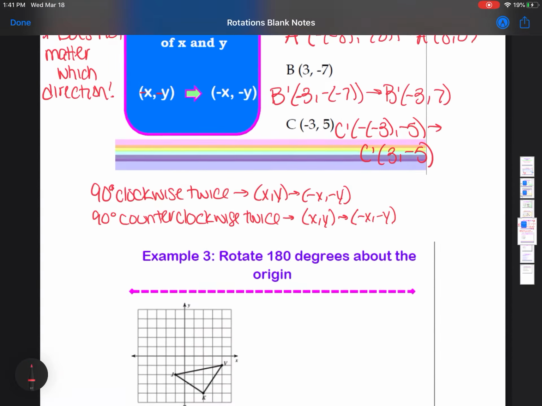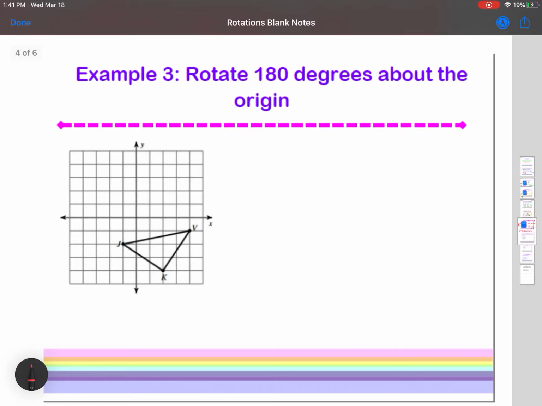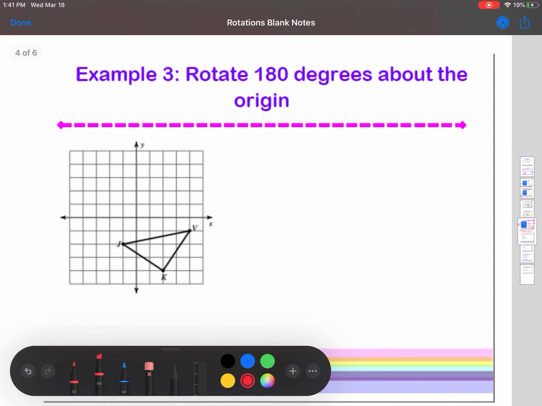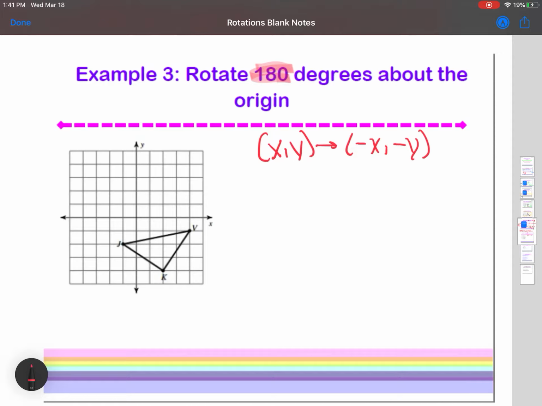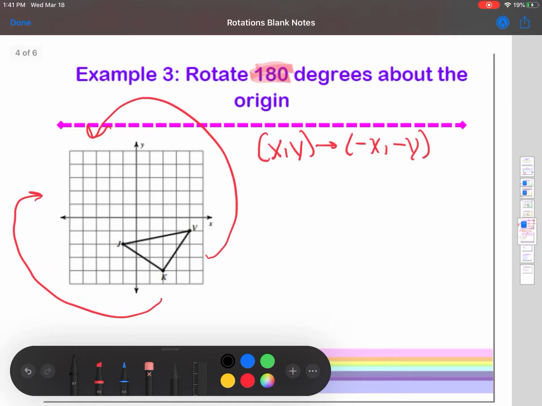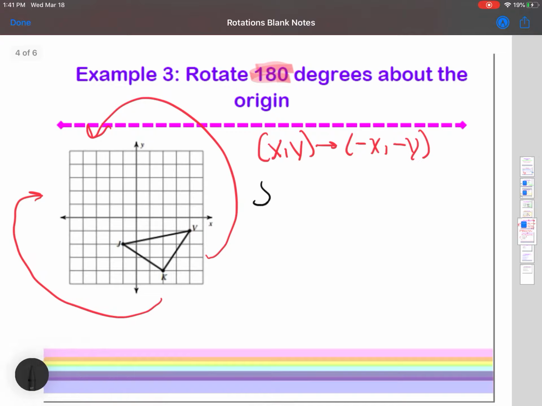All right, hopefully this isn't too terrible or too confusing. Okay? Notice how this says 180 degrees about the origin. We're ignoring the origin part and we're just going with our rule. So xy becomes negative x, negative y. I'm going to be taking it from quadrant 4 to quadrant 2. Whichever direction I decided I was going, it's going to end up somewhere over there. Okay? So my original point, J, is negative 1, negative 2.